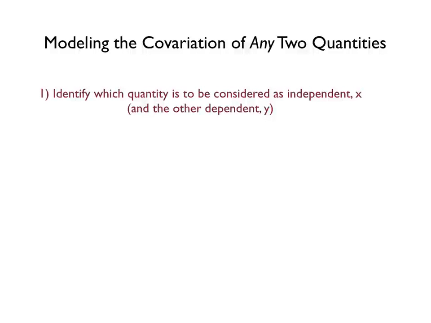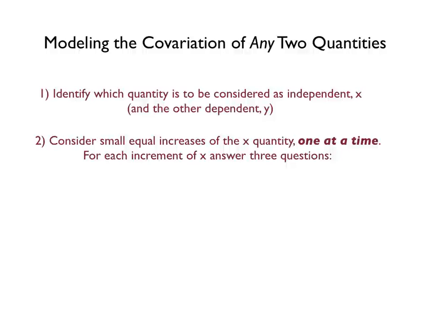Okay, so there's 2 parts to it. The first part is to identify which quantity is considered independent, usually called x, the x quantity, on the horizontal axis, and which quantity is dependent, which will be on the vertical axis. We can't create a graph unless we know exactly where the quantities are going. Okay, that's our first thing. And then the second step is where the actual analysis comes in. We're going to consider small equal increases of x, the independent one, one at a time. For each of those increments of x, we're going to answer 3 questions.